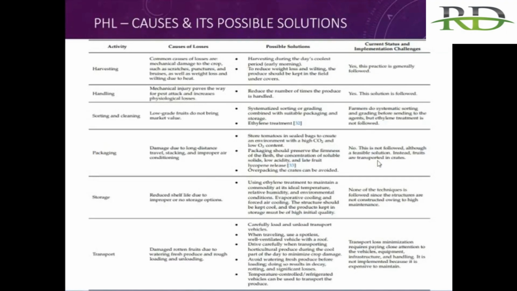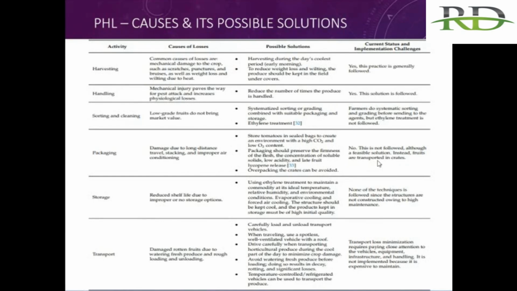From the beginning we are discussing the post-harvest losses, their causes which create losses, but possible solutions can also be seen. Possible solutions are also there, but the current status and implementation challenges are what we can see at the harvesting stage.